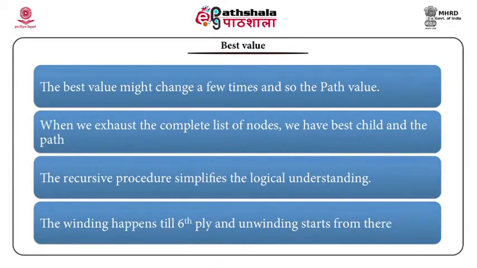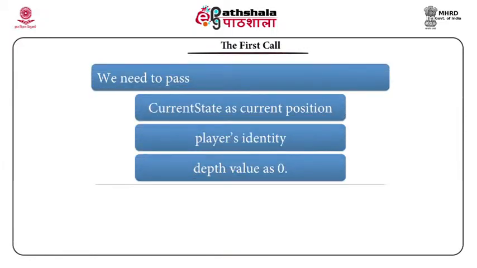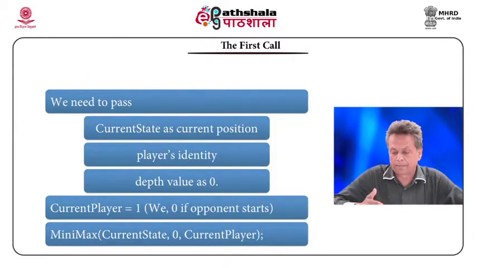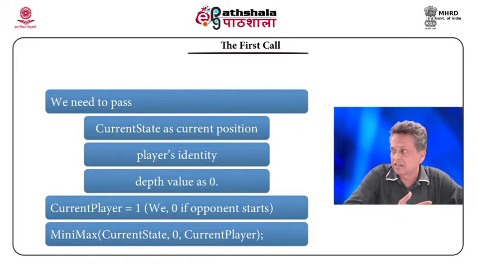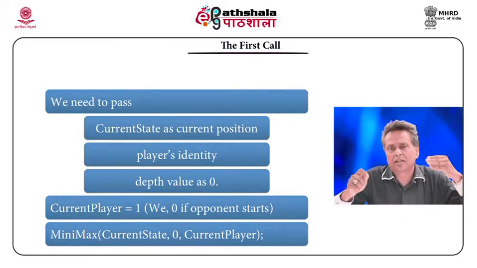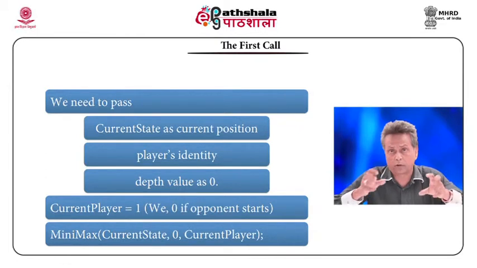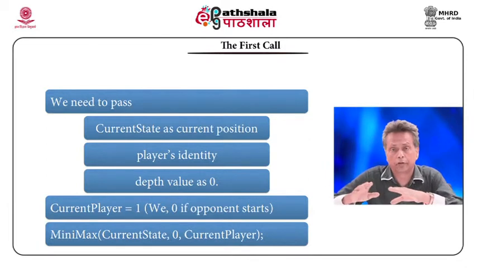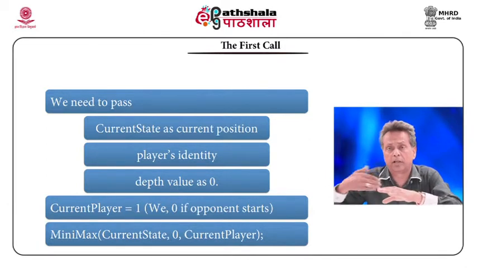Okay, the only point left out so far in this particular discussion is what will be the first call. There are 3 arguments passed to the algorithm: the current state, the depth value, and the current player's identity. So, the call here is minimax current state, 0, current player. Current state is the state on which the minimax is applied. 0 is the depth, we begin with 0. And the current player, player or the other one.